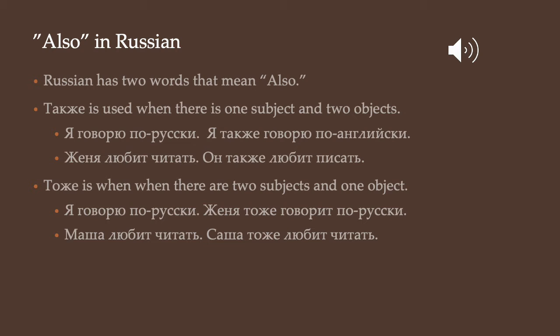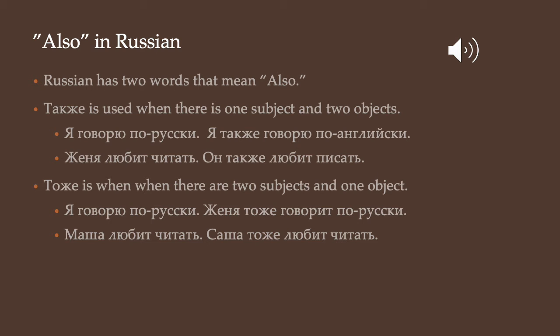Я говорю по-русски. I speak Russian. Я также говорю по-английски. I also speak English. We only have one subject. I am the subject of both sentences, and I'm saying I do something and I also do something else. Or we could say, for example, Женя любит читать. Женя likes to read. Он также любит писать. He also likes to write. Again, Женя is the subject of both sentences, so we have one subject who likes to do two things.